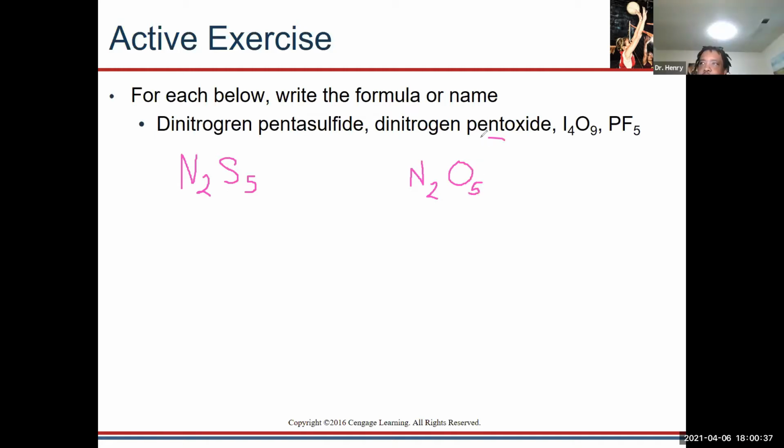Okay, now you notice with the oxygen, if the prefix ends with an a, then we drop the a. Or if the prefix ends with an o, we drop the o. Because we don't say monooxide, we say monoxide. We don't say pentaoxide, we say pentoxide. Okay.